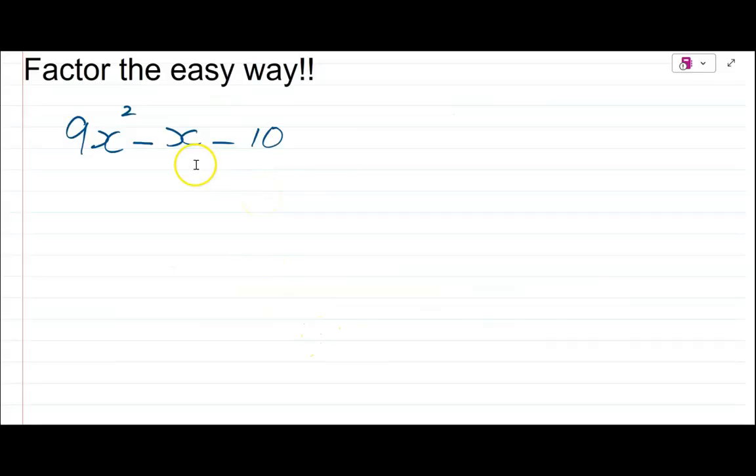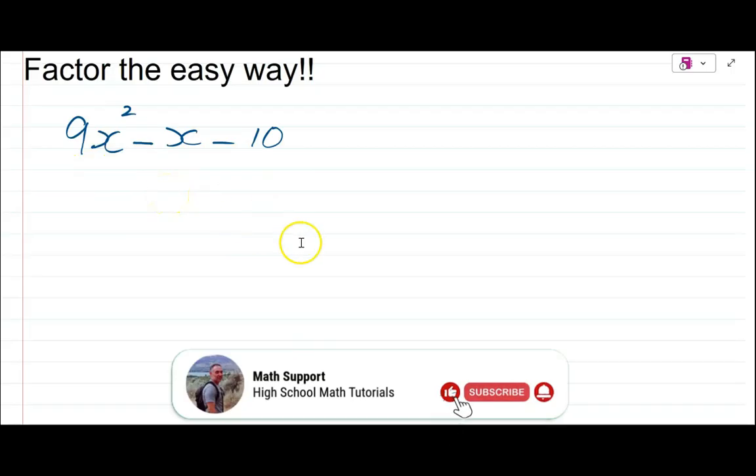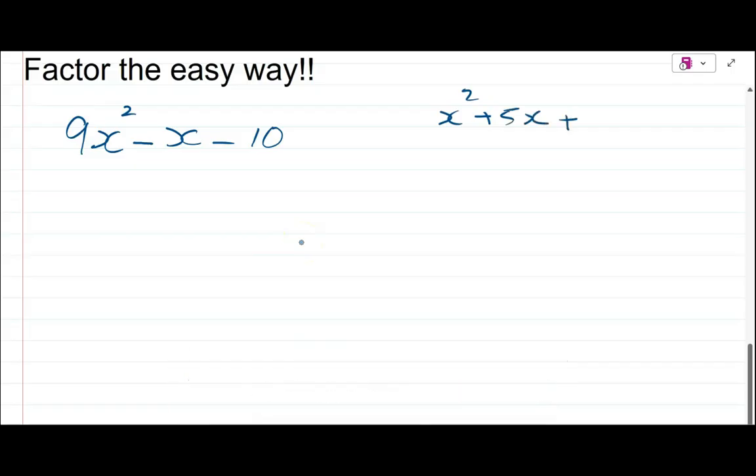A great way to factor a trinomial super easily, making it the simplest way that you can factor hard trinomials. Now, here's the first question.